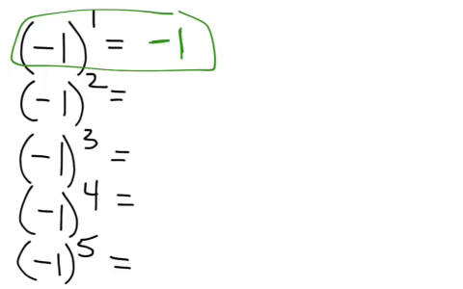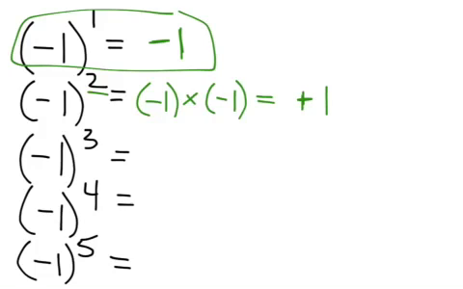Next, we've got -1 to the power of 2. That means we're doing -1 times -1. And when we're multiplying two negative numbers together, it makes it positive. So the answer for this one would be a positive 1.